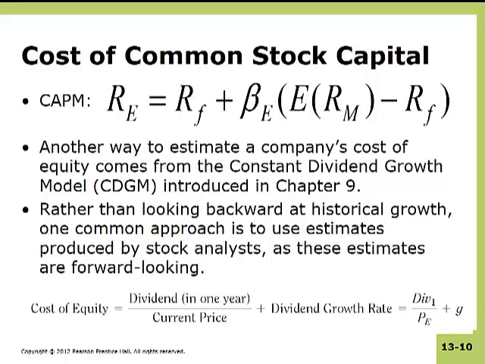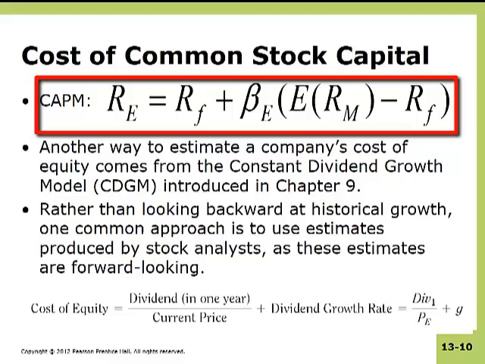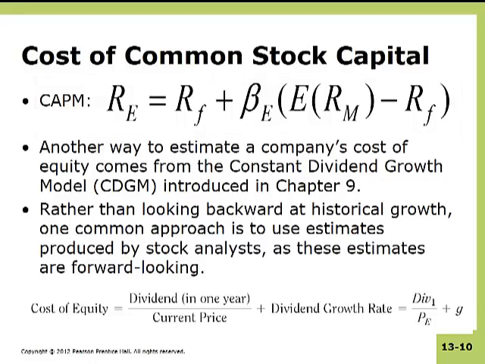So here is the capital asset pricing model. The cost of equity equals the risk-free rate plus the beta, the equity beta, times the market risk premium, which is the expected return in the market minus the risk-free rate. That is one way of estimating the cost of common stock capital.